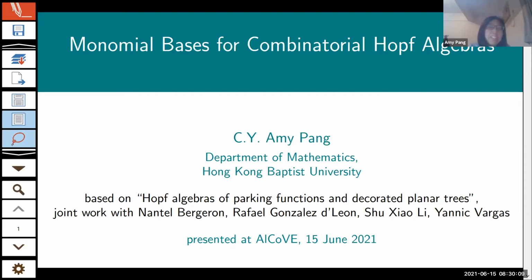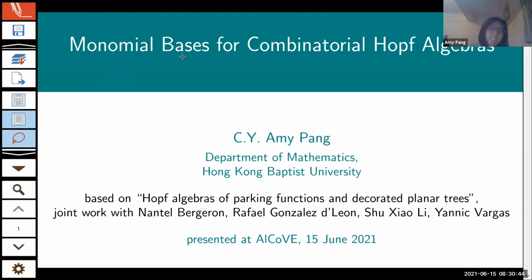So today I'm going to talk about a project with Nanta, Rafa, Shrushal, and Yannick, and our upcoming paper is called Hopf Algebras of Parking Functions and Decorated Planar Trees. And in it, we define these two Hopf algebras, but the part that excites me more is that we build monomial bases for them, and in a way that also works for a lot of other Hopf algebras. Okay, so what do I mean by monomial basis?